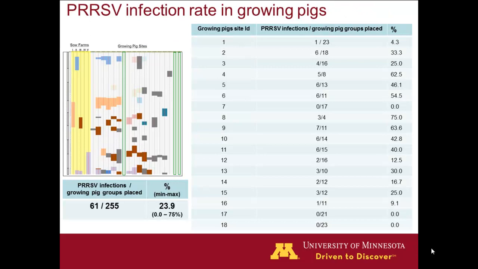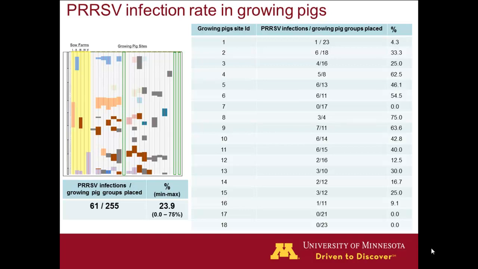Also, we conducted an analysis on the infection rate. Here we have listed all the 18 growing pig sites. Basically, we count the number of outbreak events per growing pig groups placed in that specific site. That means, in this example, on growing pig site number 1, they got 1 outbreak out of 23 groups that were placed in that site during the 4 years, and that represents 4.3% of infection rate. And the second one, 6 out of 18, and so on.